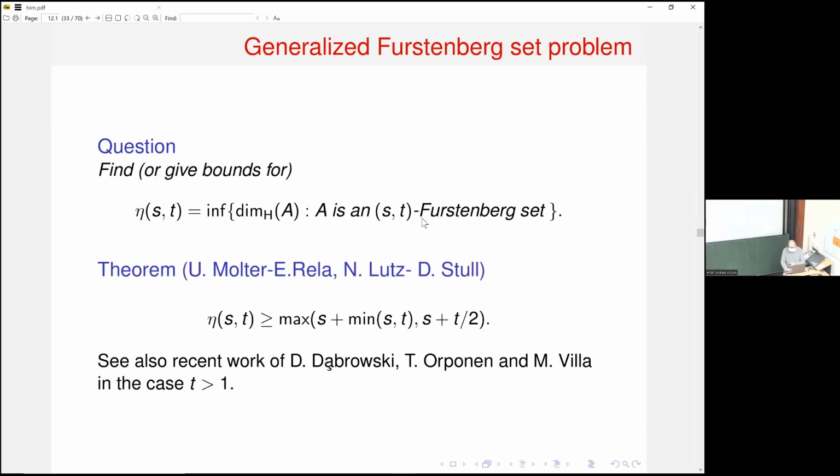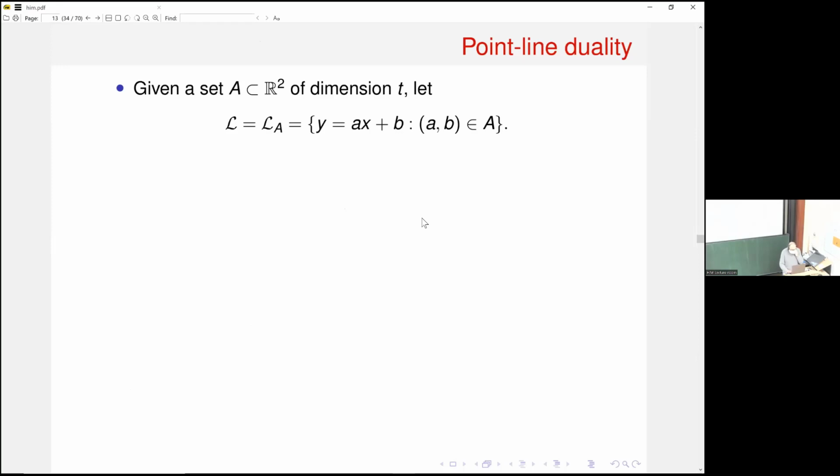And there are corresponding bounds when you have this more general setting where you have a family of lines. This problem was first introduced by my Argentinian friends, Ursula Molter and Ezequiel Rela. Anyway, these bounds correspond to the bounds proved by Wolff in the case of a classical Furstenberg set. And there is a very nice recent result of Dabrowski, Orponen, and Villa that is better than this when T is strictly larger than 1. So you can look at their paper. I'm not going to mention it now.